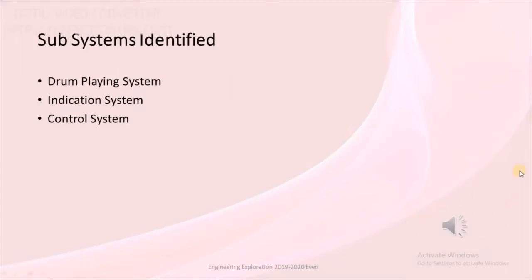We've seen in the previous slide, we have 3 subsystems, and the subsystems are drum playing system, that's the major part of the system where it plays the drum. Then the indication system for the tune being played and the tempo, and the control system for the user to control, either to stop the drums or to change the tempo or to change the tunes being played.